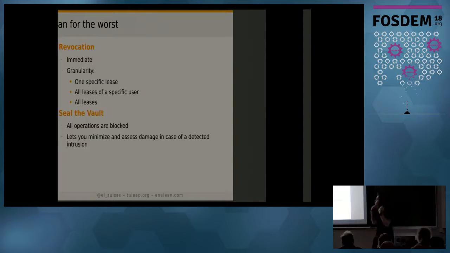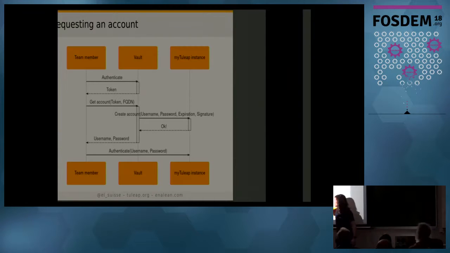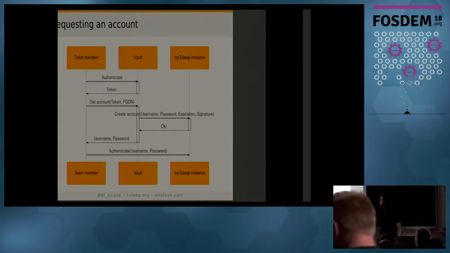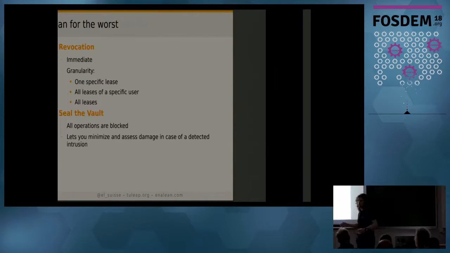So this is quite nice because now we have a way to access customer instances on demand. You don't have permanent access to it, but you can request it. And you can also revoke it if, I don't know, you leak the username and password that has been generated, or if your team member leaks their token, or the team member is completely compromised. You can just revoke all the existing accounts they have on the different customer instances immediately.